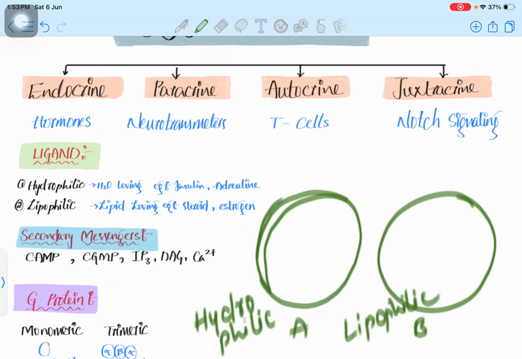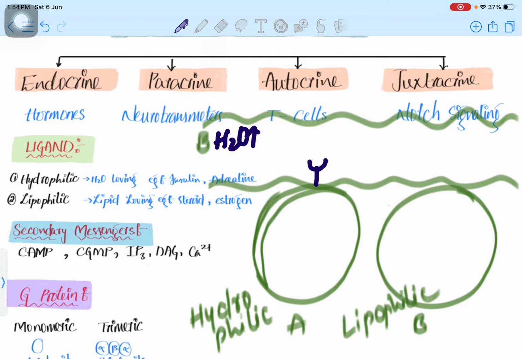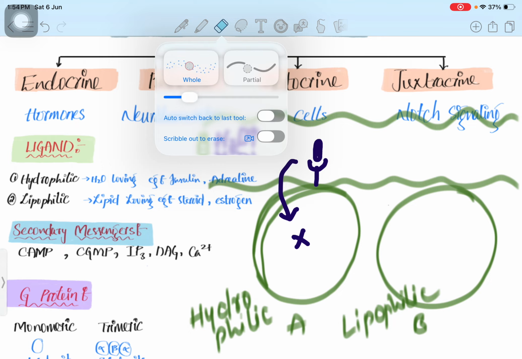lipophilic. When we try to understand what is really happening in this scenario, in the hydrophilic condition, we know very well that outside the cell the bloodstream is present. Here the blood is present, and in blood a huge amount of H2O water molecules are present. So in the hydrophilic condition, the receptors are present on the surface of the plasma membrane only. The hydrophilic ligand will come and attach on the plasma membrane itself. They will not enter inside the cell.